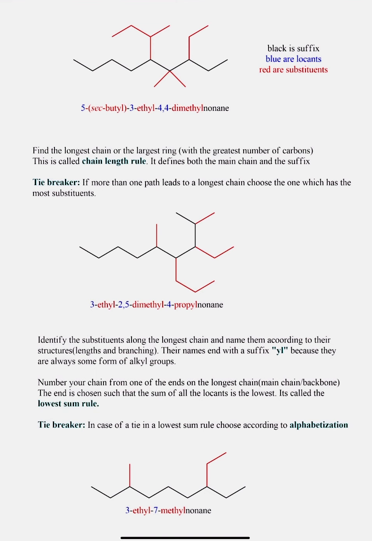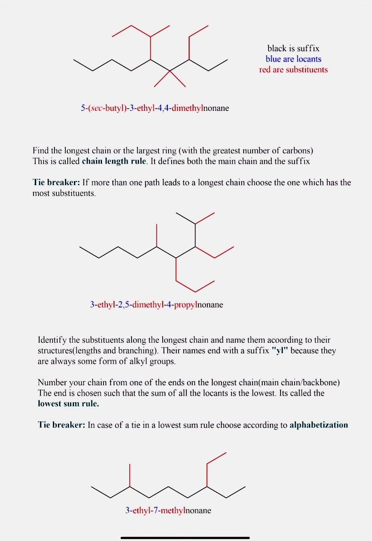This is the chain length rule, and the chain length rule decides what the suffix of the name of the compound is, or what the parent chain or the main chain is. And we have to choose the chain with the largest number of carbons, or the longest chain possible. In the case of a molecule where you have two dissimilar paths giving you the longest chain, you have to decide using a tiebreaker. Here the paths of the two longest chains were the same, this chain and this chain.